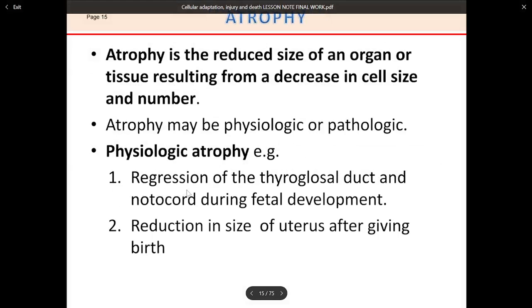Now, another important concept is atrophy. Atrophy is the reduced size of an organ or tissue resulting from a decrease in the cell size and number. Atrophy may be physiological or pathological.